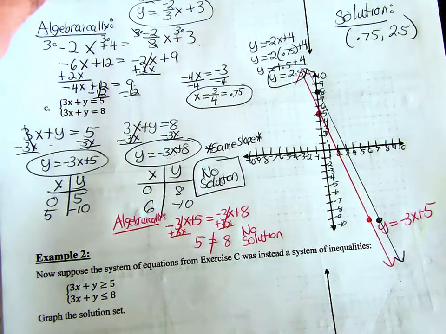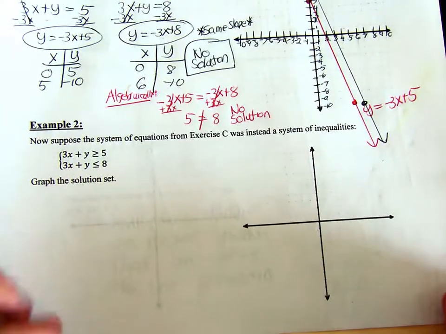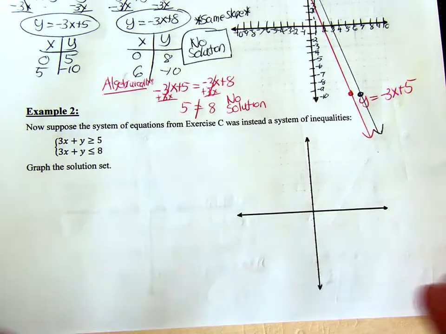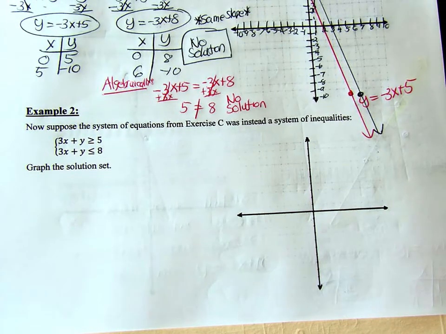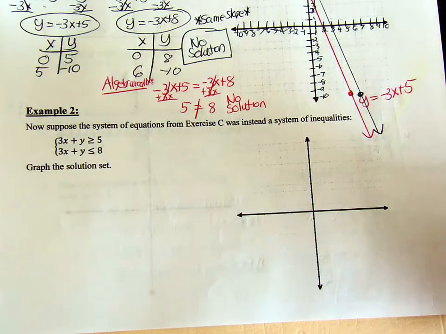Okay? So now let's look at exercise, for example, 2. For example 2, now they want you to say, now suppose the system of equations for exercise C was instead a system of inequalities. So we have 3x plus y is greater than or equal to 5, and 3x plus y is less than or equal to 8. They want us to graph the solution set.